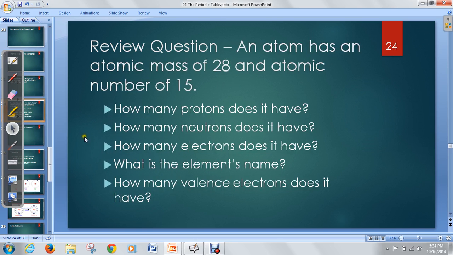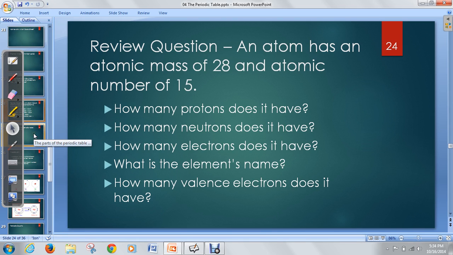Also, if you're making this up for participation, try this one. An atom has an atomic mass of 28 and an atomic number of 15. How many protons does it have? How many neutrons does it have? How many electrons does it have? What is the element's name? And how many valence electrons does it have? You'll need to use your periodic table, use some of the principles you learned, and be able to draw the shell diagram. So try that out and see if you can answer it.